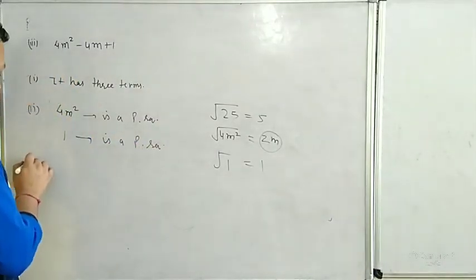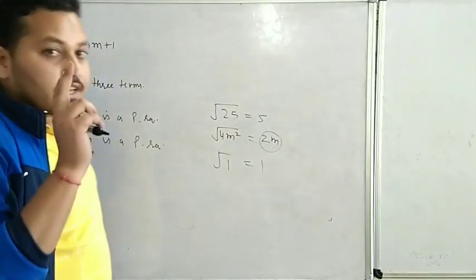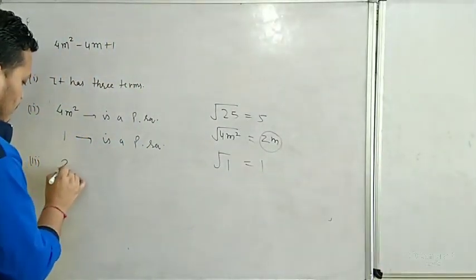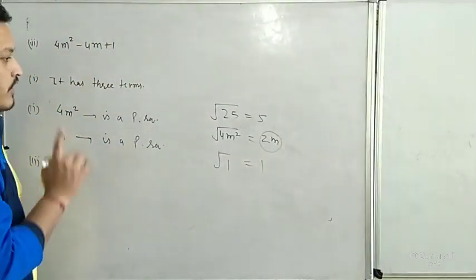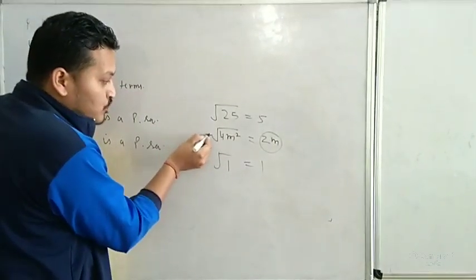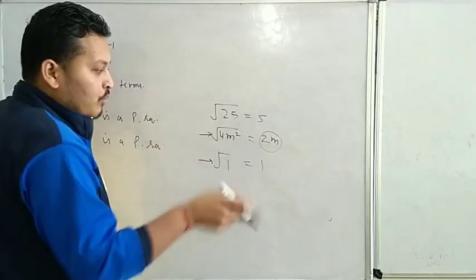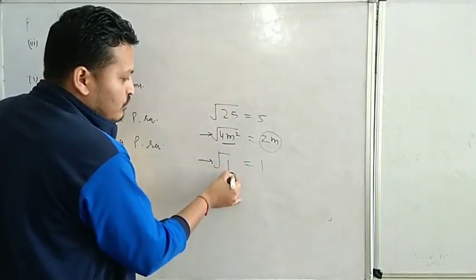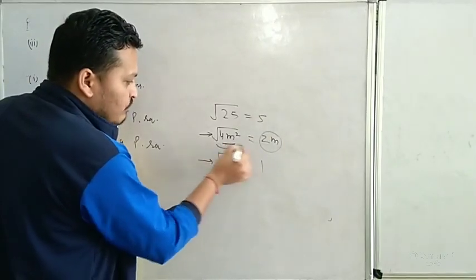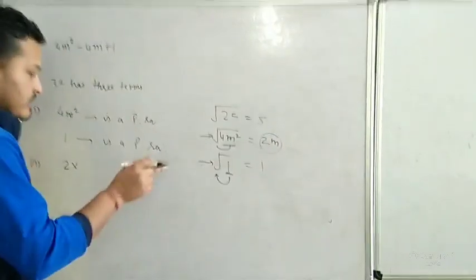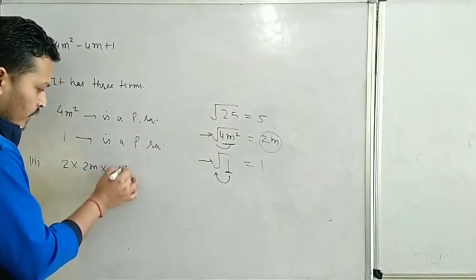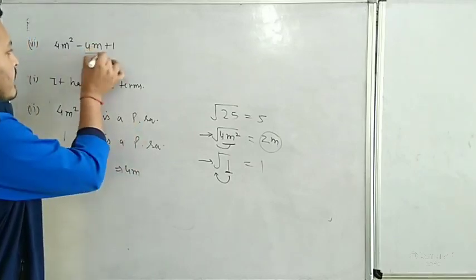Next is the third condition. What will be the third condition? The third condition is twice the product of the square roots of the 2 perfect squares. So these are the 2 perfect squares. 4m square is perfect, 1 is also perfect. And what are their square roots? Their square roots are 2m and 1. So 2m into 1, then 2 into 2 is 4, and into m. And we will get the middle term 4m.